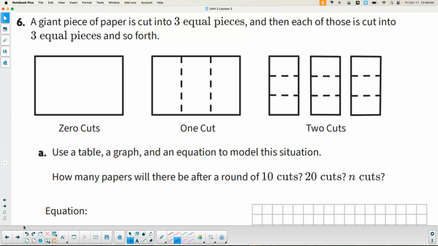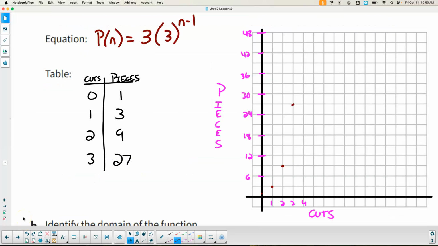Here now in number 6, you're cutting a piece of paper into threes. This is a geometric sequence because you're cutting each piece into 3 pieces, so you're always multiplying by 3. So here is your table, your equation, and your graph.